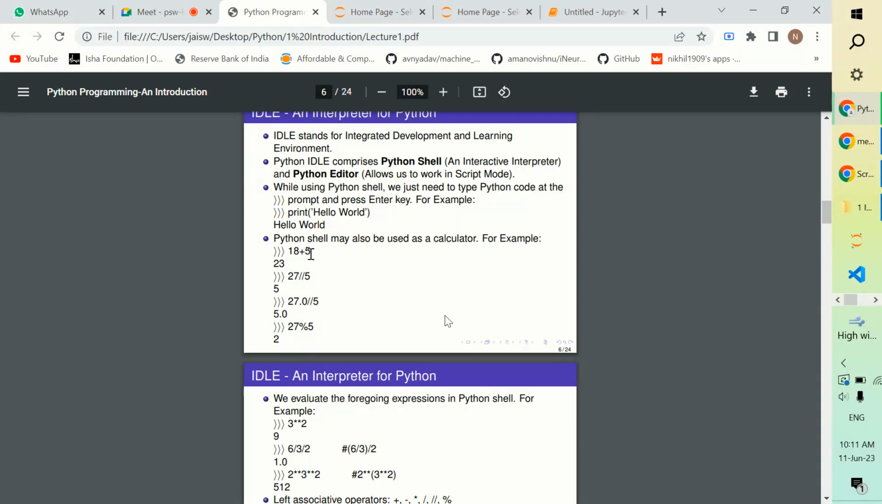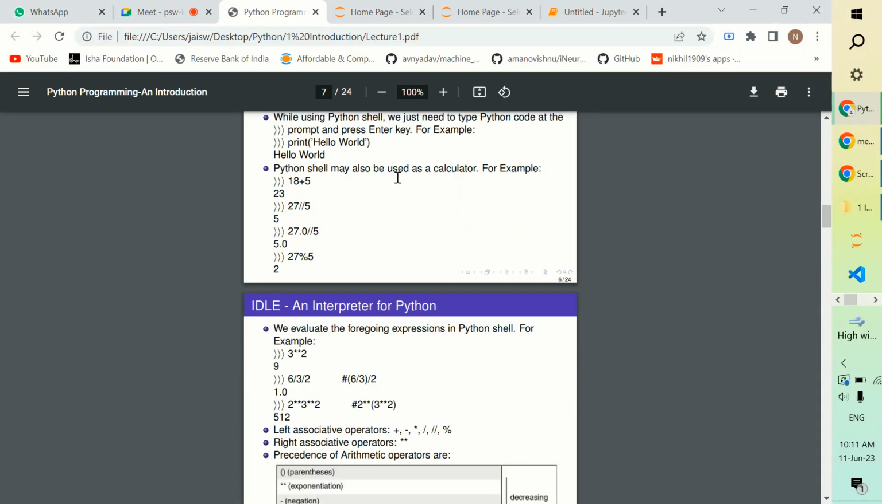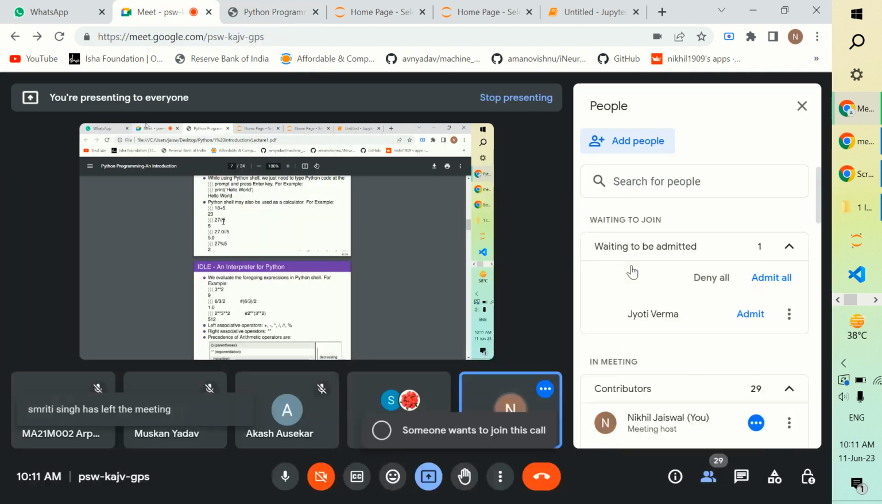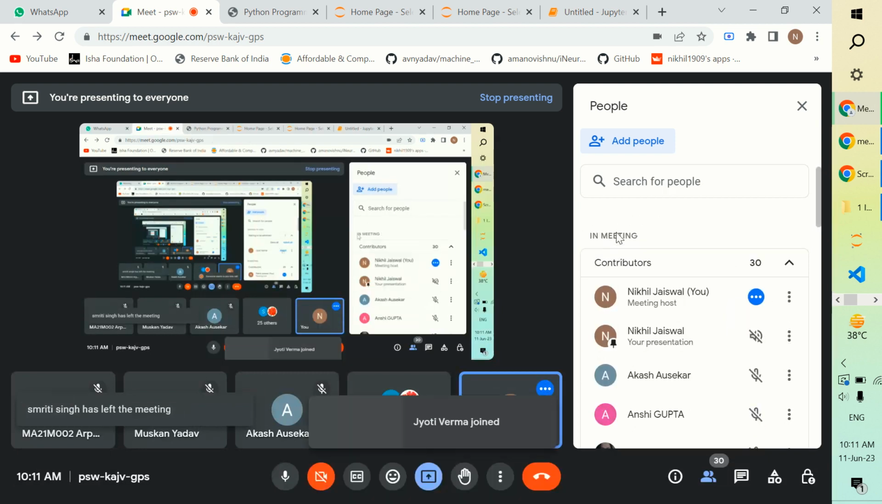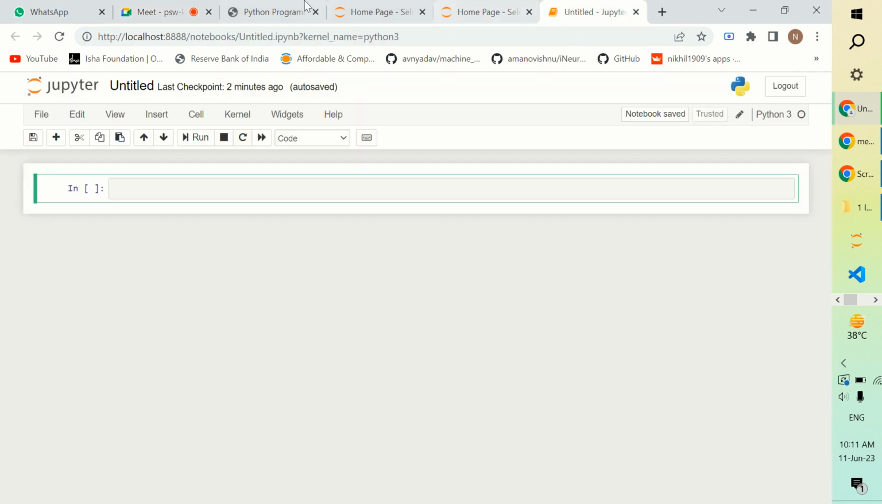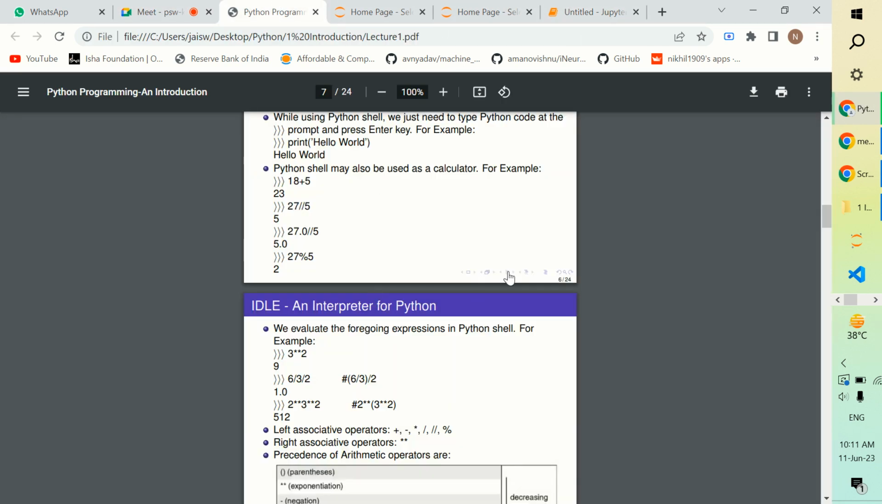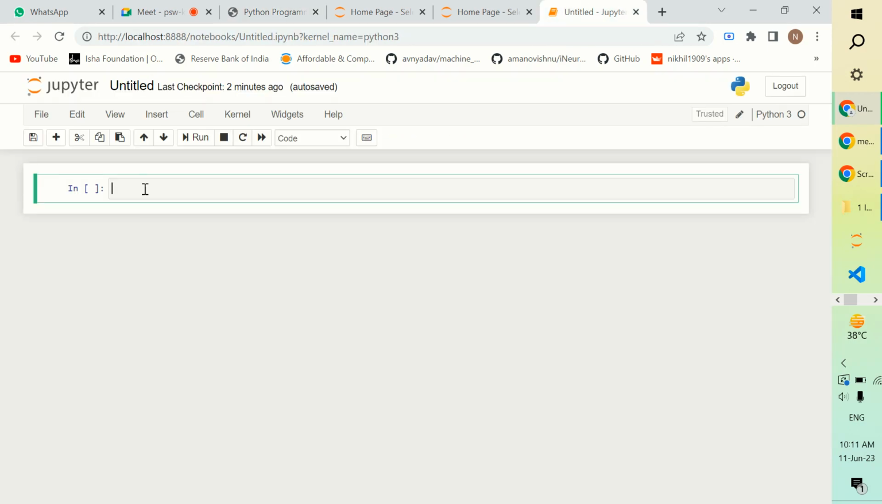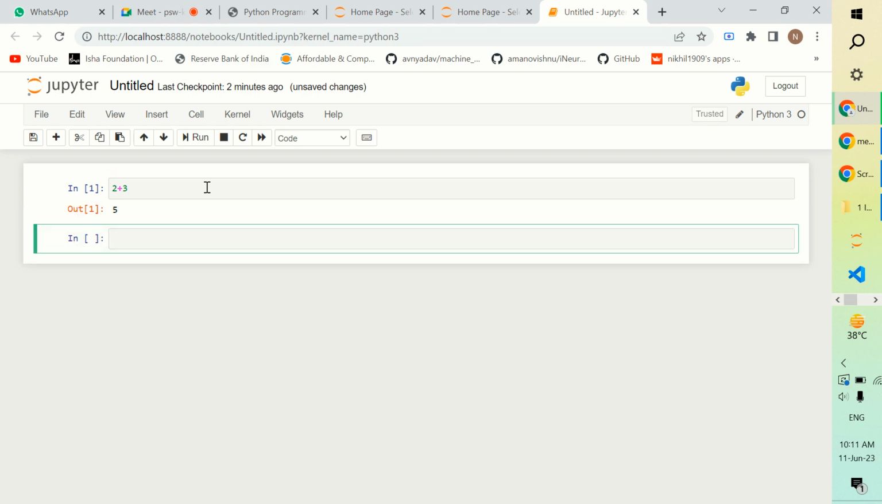Initially it is telling that Python can be used as a calculator, and the use of different operators like plus, double slash, modulo. If you want to add two numbers, you write the numbers with a plus operator and press enter, and this will run: 2 plus 3 is 5.